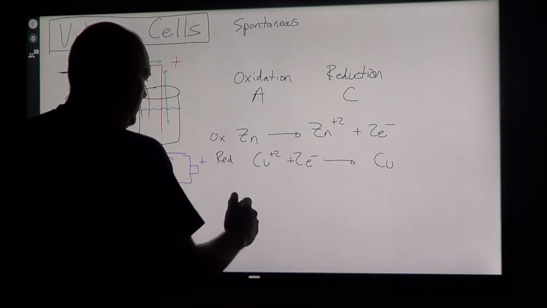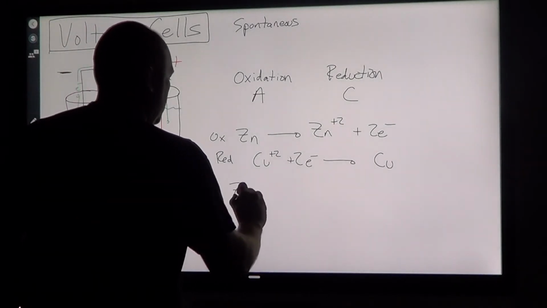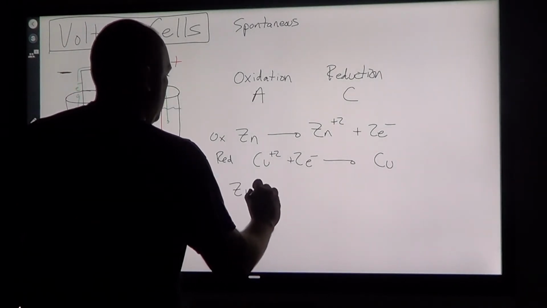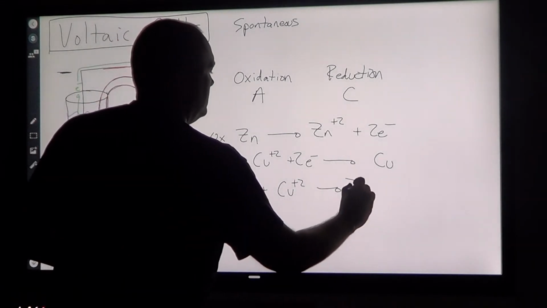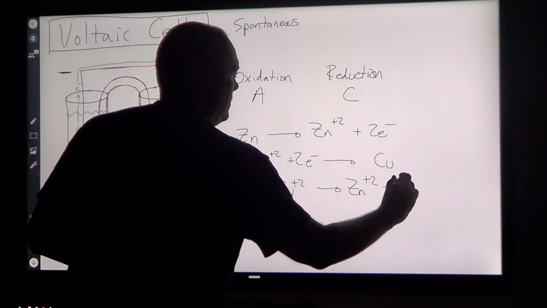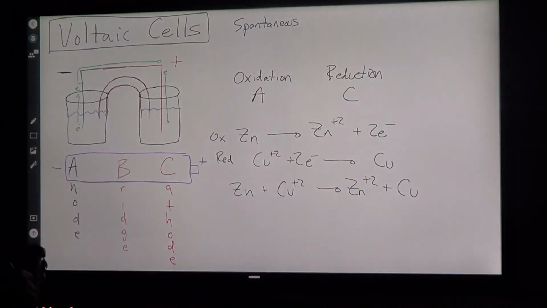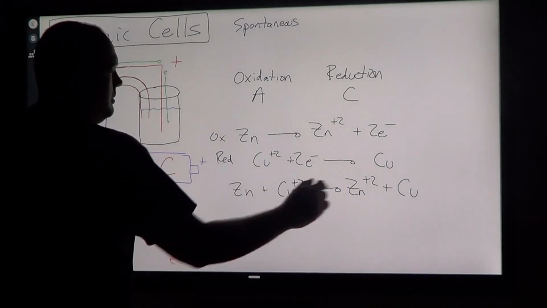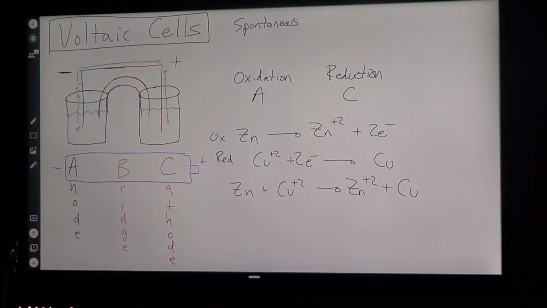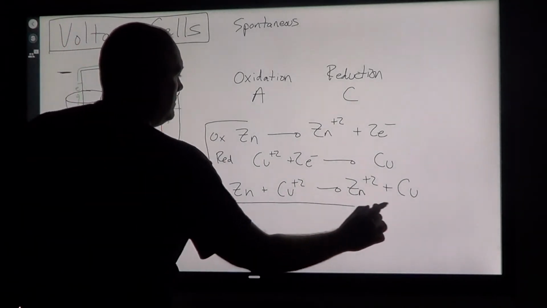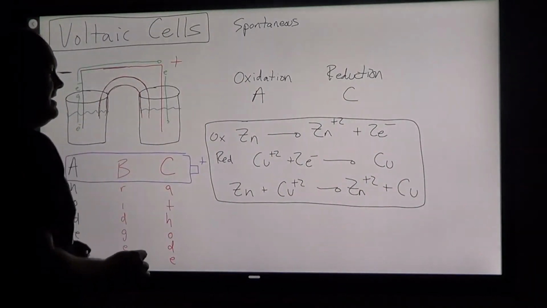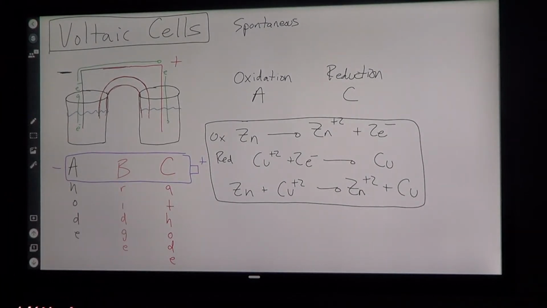The full chemical reaction would be zinc plus copper 2 plus makes zinc 2 plus plus copper, and this would be our full electrochemical reaction. This is how we learned how to do it last chapter. But that is a lot of writing to try to explain what's happening.